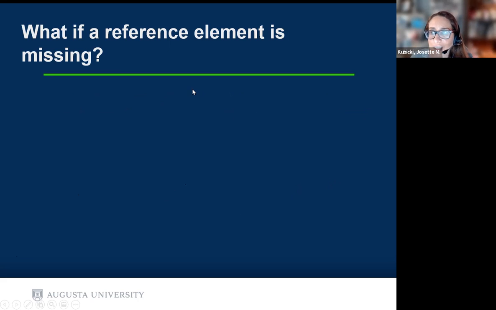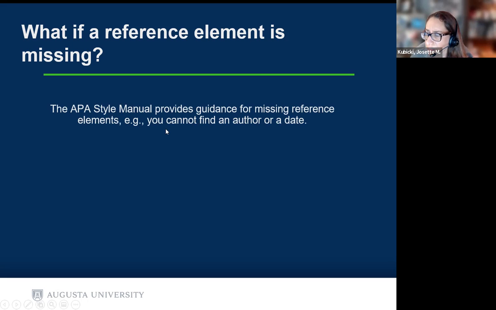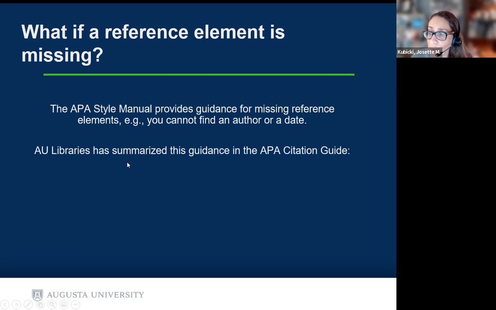Now you're going to be thinking, well, what if one of these reference elements is missing? For example, sometimes you just cannot find a date. Sometimes the author is missing. Well, the APA style manual provides guidance for missing reference elements. So for instance, if you cannot find an author or a date or a title of a work, there is guidance on that. And we have also summarized this guidance in the APA citation guide. So let's take a look at that.